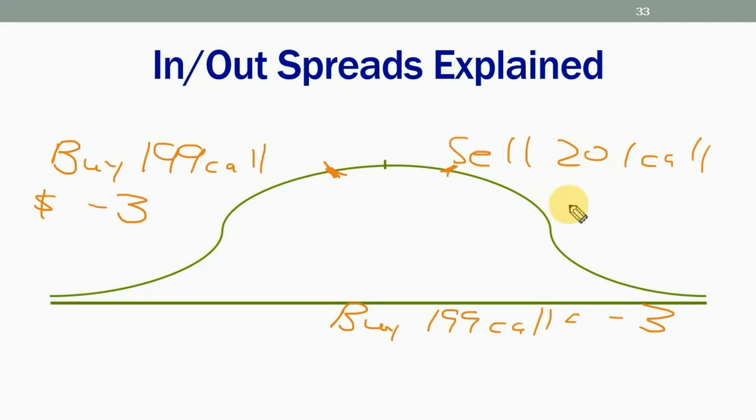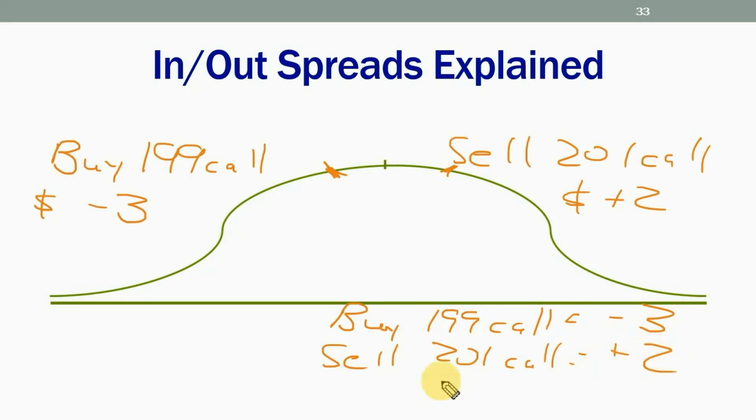Now, I can't make this class just about the absolute spread basics. But in this one, we turn around and sell the 201 call. We collect $2. Net, what are we into this thing for? It's $1. This is a dollar debit. So, that is your in-out spread.